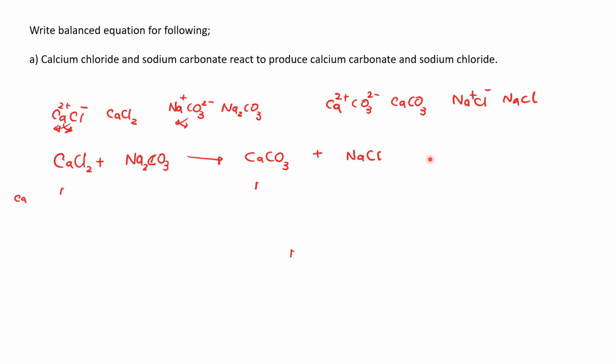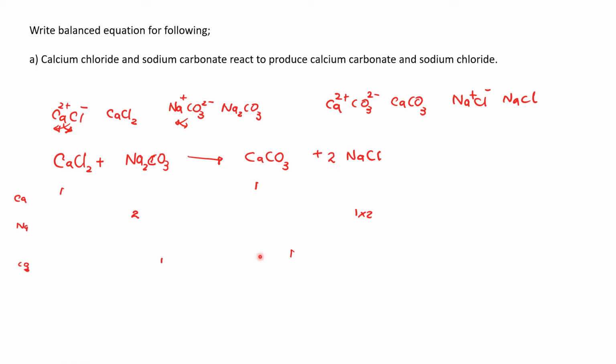So as rule number 1 says, we are going to start one by one. So let's start with calcium. We have one calcium in the reactant side and one calcium in the product side, and calcium is good. Let's go to sodium. So this side you have 2 sodiums and this side you have just 1 sodium. So we are going to add 2 here.